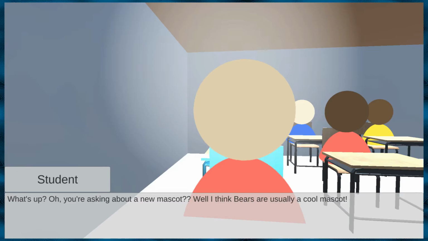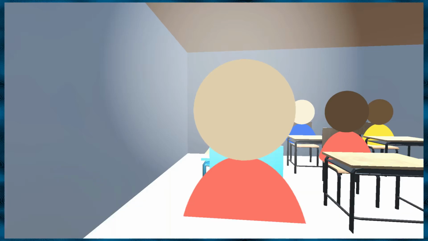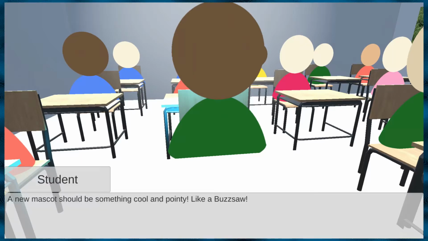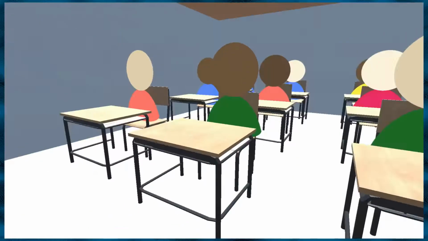What's up? Oh, you're asking about a new mascot? Well, I think bears are usually a cool mascot. New mascot should be something cool and pointy, like a buzzsaw.